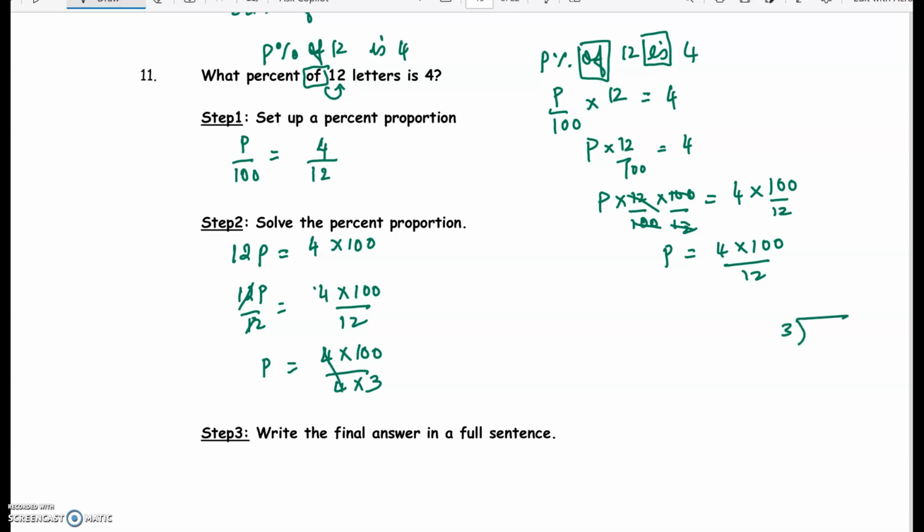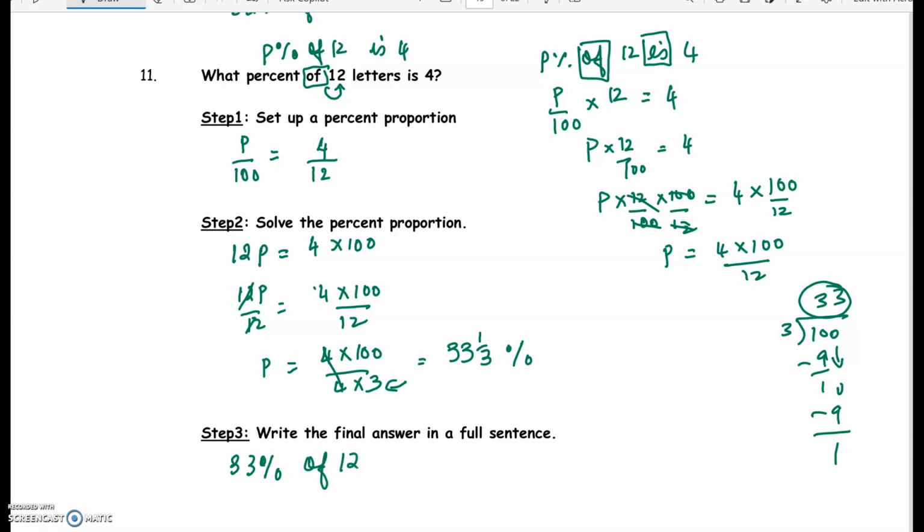And we try to simplify this here. 100 is divided by 3. This is your divisor, so it's outside. 3 3s are 9. Subtract to get a 1. Bring the 0 down. 3 3s are 9. Subtract the remainder of 1. So that is nothing but 33. 3 goes 33 times into 100, leaving a remainder which gives us the fraction. 33%. So the answer is 33% of 12 letters is 4 letters.